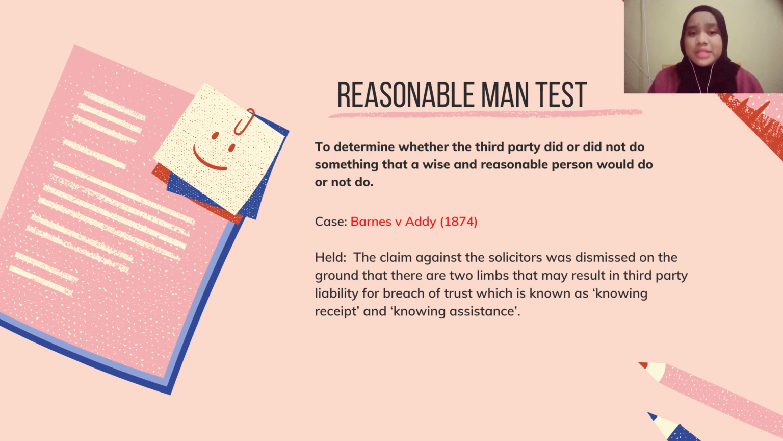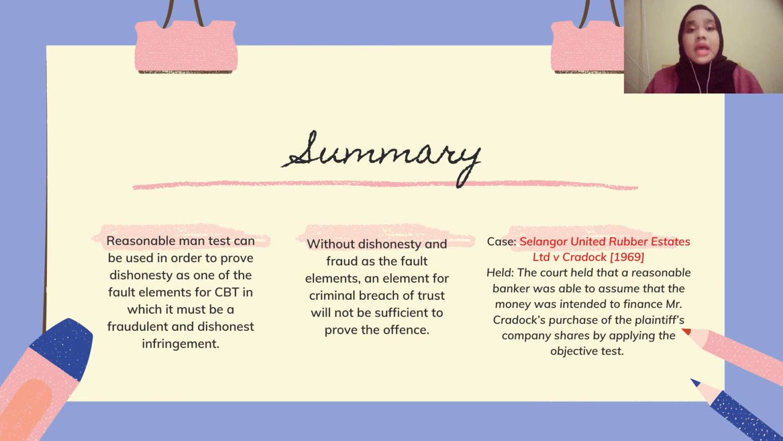Knowing receipt is when those agents receive and become chargeable with some part of the trust property, while knowing assistance is when they assist with knowledge in a dishonest and fraudulent design on the part of the trustees. Ultimately, the solicitors in Barnes against Eddie were found not liable as they did not have knowledge of the breach of trust. Thus, the reasonable man test can be used in order to prove dishonesty as one of the five elements of CBT, in which it must be a fraudulent and dishonest infringement. Hence, without dishonesty and fraud, the element for criminal breach of trust will not be sufficient to prove the offence, as ruled in the case of Barnes against Eddie.